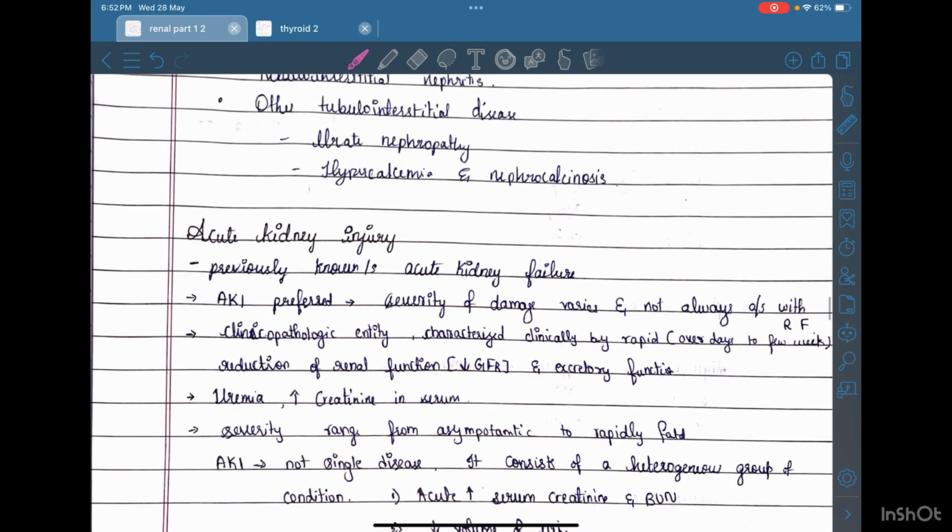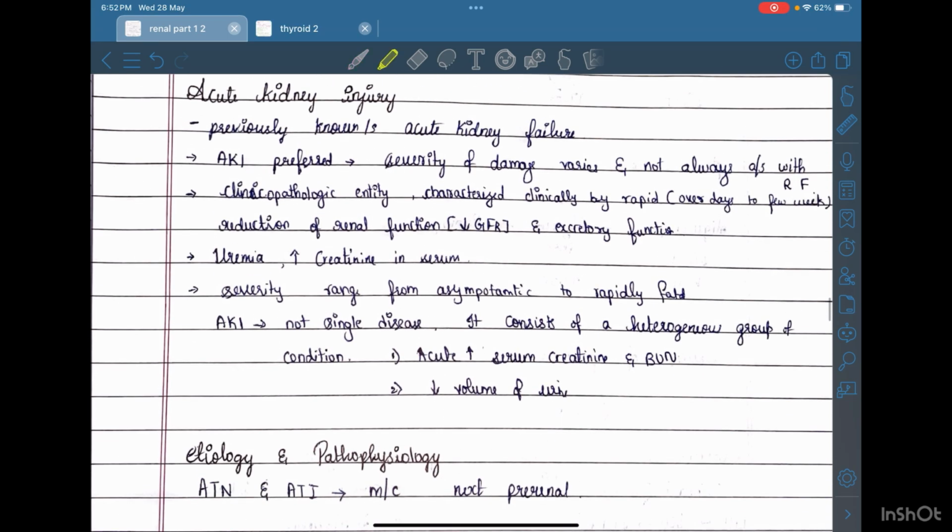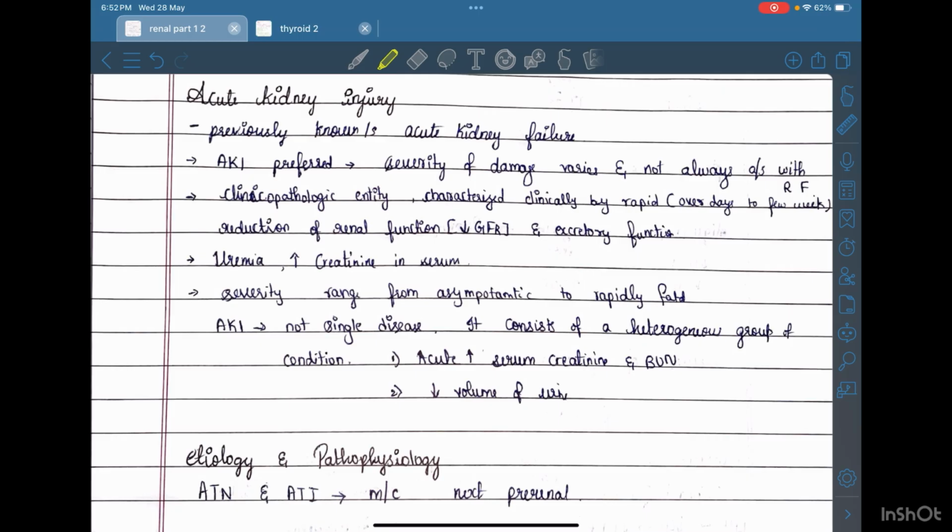Now what shall we read? Let's read acute kidney injury. Earlier you would have heard it called acute kidney failure, so it is not appropriate because the severity of the damage varies and it is not always associated with renal failure. So it is better called acute kidney injury.